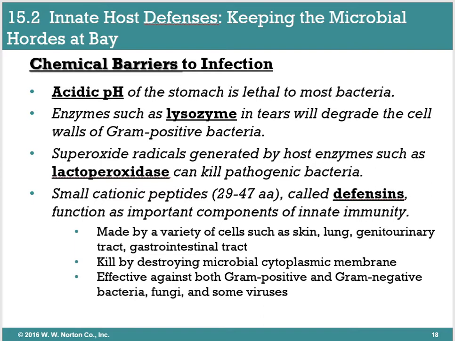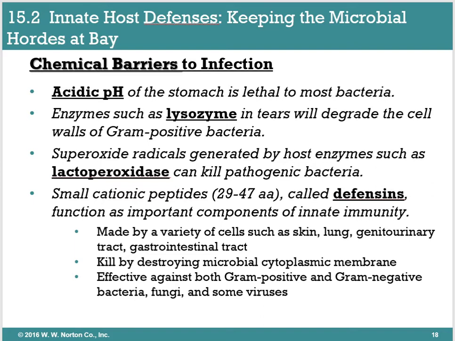Another one is lactoperoxidase. This one also does the same thing as lysozyme, where it will go around killing bacteria harmful to us. And it does that by making radicals. I'm not too concerned about you knowing that. I really just want you to know the purpose of the enzyme. So just know that the majority of the enzymes that we're going to talk about, their whole purpose is to degrade and kill pathogenic bacteria.